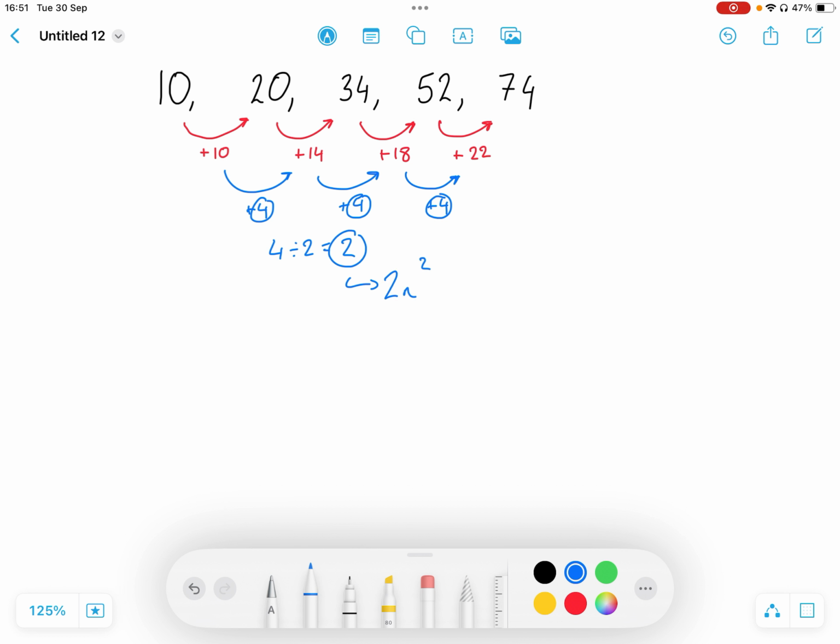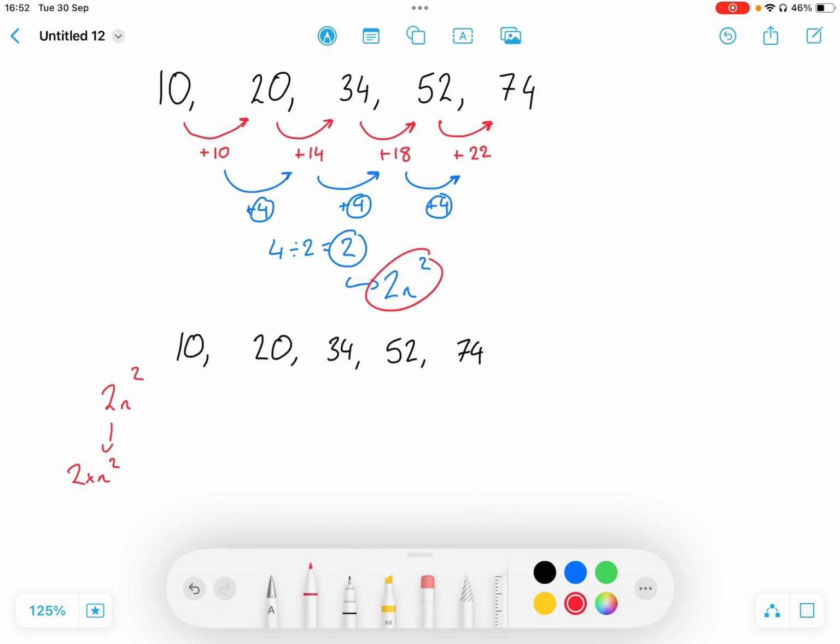Then underneath or next to it, I'm going to write out my sequence again: 10, 20, 34, 52, 74. And underneath, I'm going to write my sequence of 2n squared. Remember, 2n squared does not mean times it by 2 and then square it. Think about our BIDMAS. This means 2 multiplied by n squared.